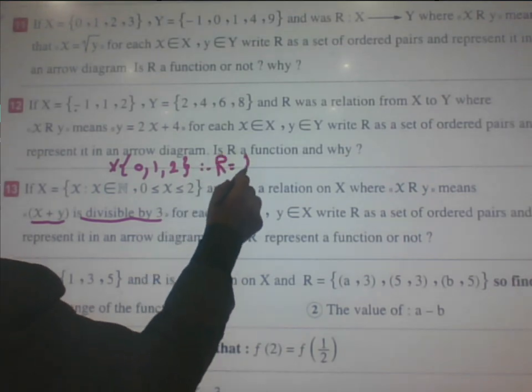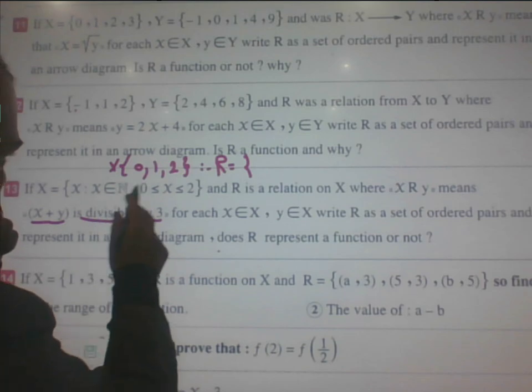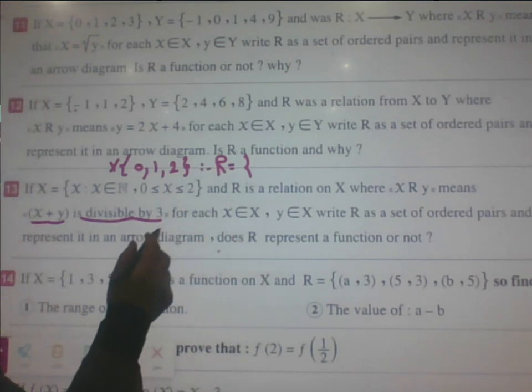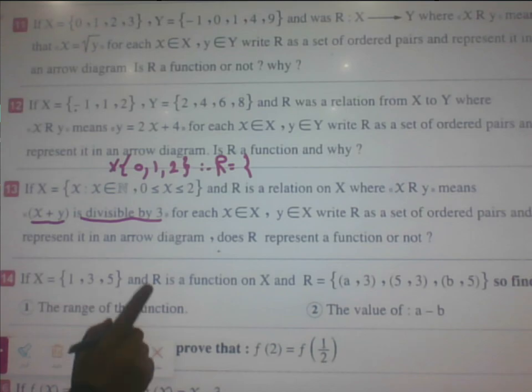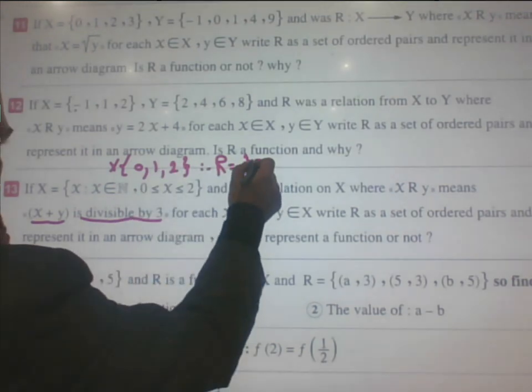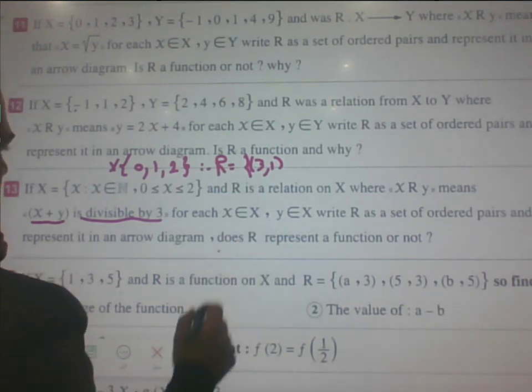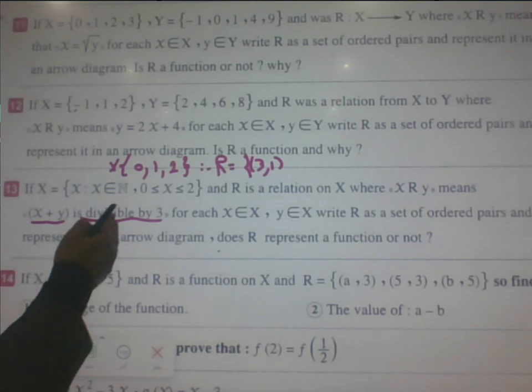Then the relation will be x plus y is divisible by 3. Like 0 plus 1, no. 1 plus 2 equals 3, and 3 is divisible by 3. Then the relation here we can write 3. Look here: 2 plus 1 is 3, and 3 can be divided by 3. And 0 plus 1 equals 1, so it cannot be divided by 3. You want the answer to be divisible by 3.